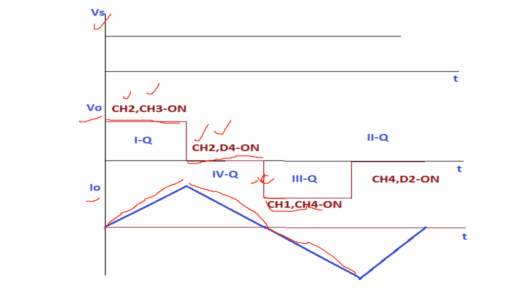After completely charging the inductor, again we consider CH4 and D2 in on state. Due to the conducting of these two, that is the discharging of the inductor, we get 0 voltage at the load, and the inductor starts discharging, means the current is decreasing in the negative direction, and the same procedure repeats for the remaining cycles also. Waveforms are very easy if you know the working.